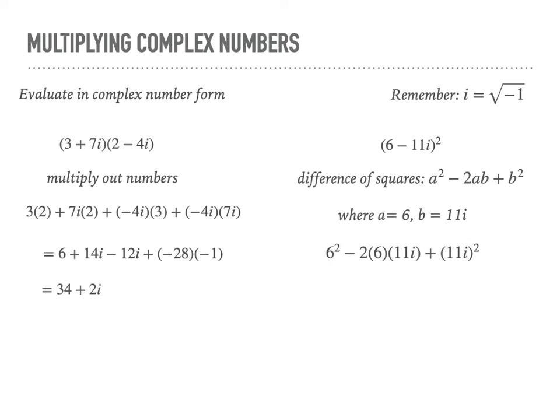So now using the difference of squares shortcut, we get 6 squared minus 2 times 6 times 11i plus 11i squared. Now we know 11i squared would be equal to 121 times -1. And it's -1 because i squared is equal to -1. Now further simplifying that, we get -85 minus 132i.